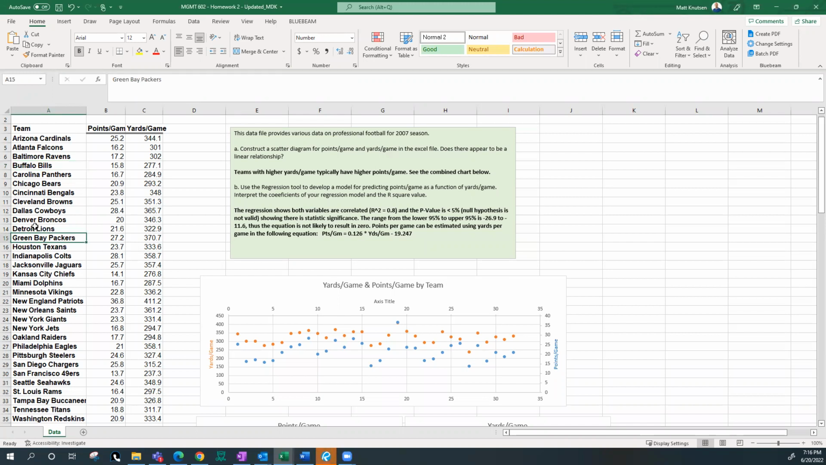Does everybody know Control A? That's the shortcut to select an entire table. Control A. Yep. So select any cell in that table. Control A. Yep. Thank you. All right, Control A.